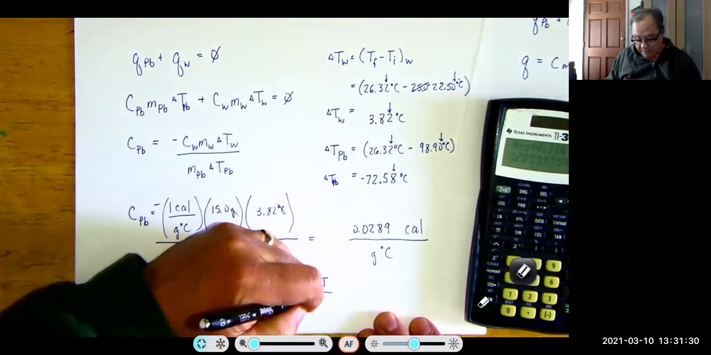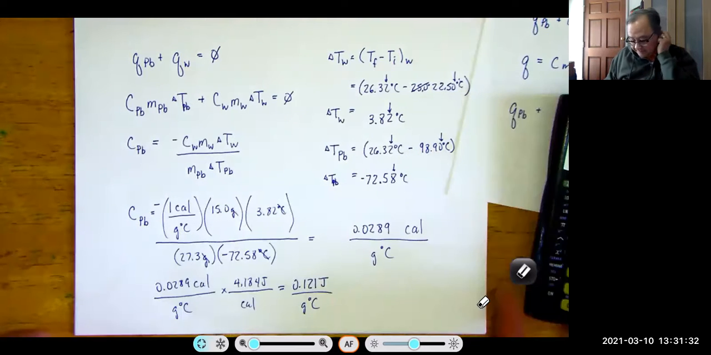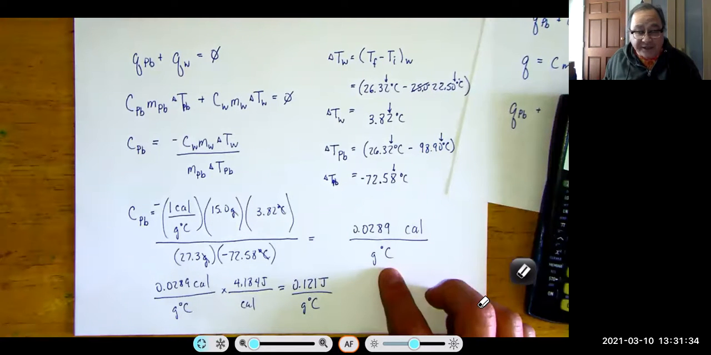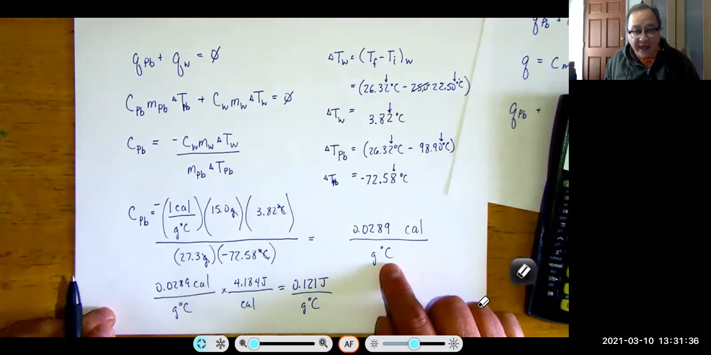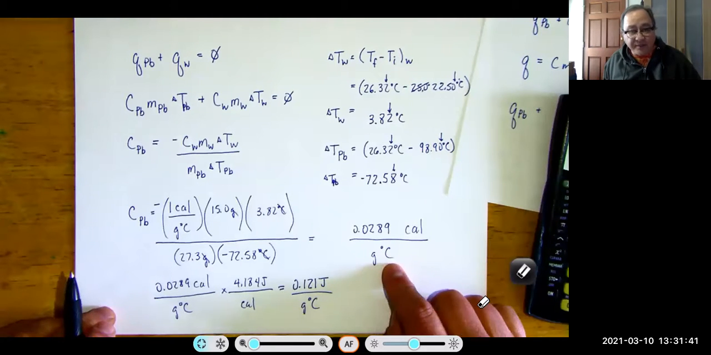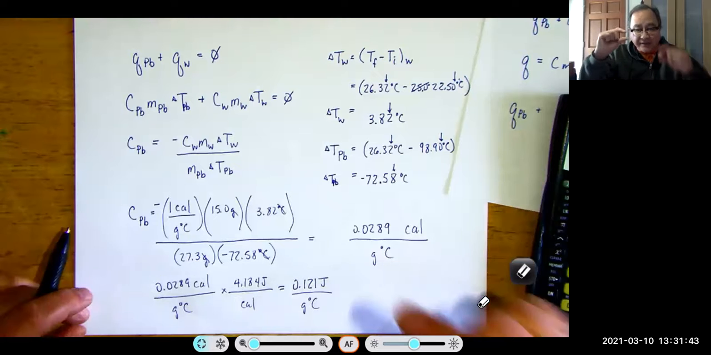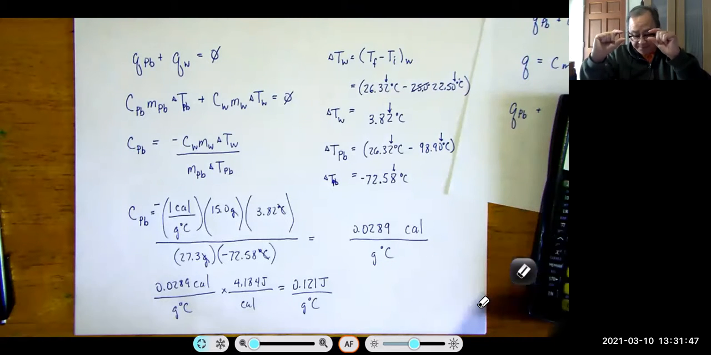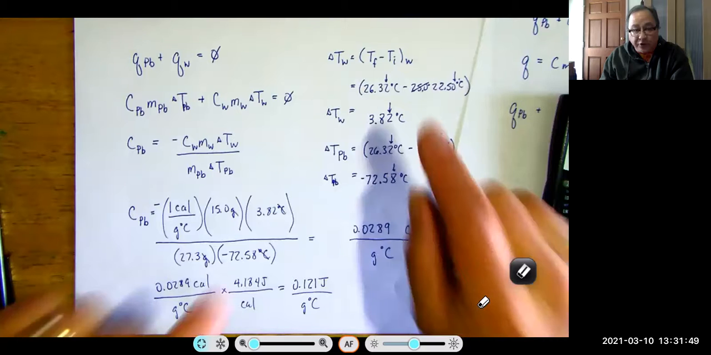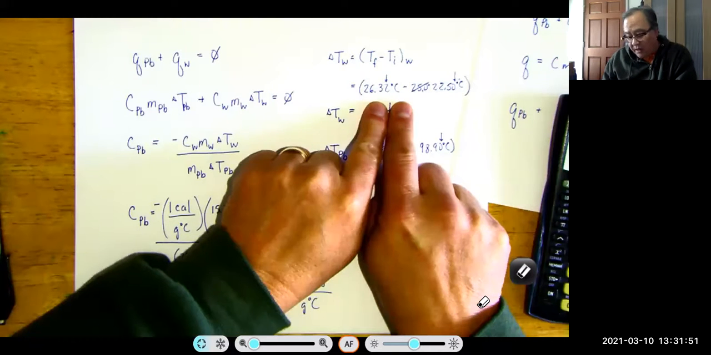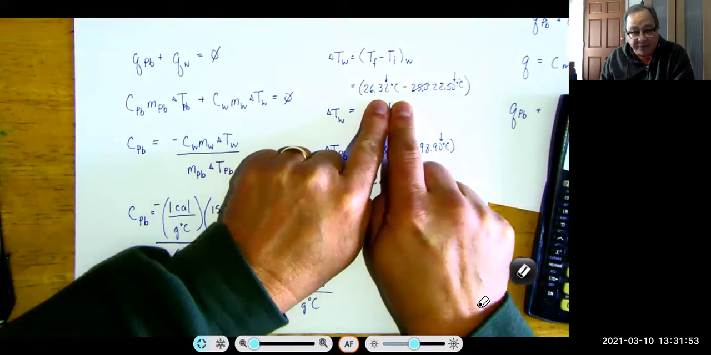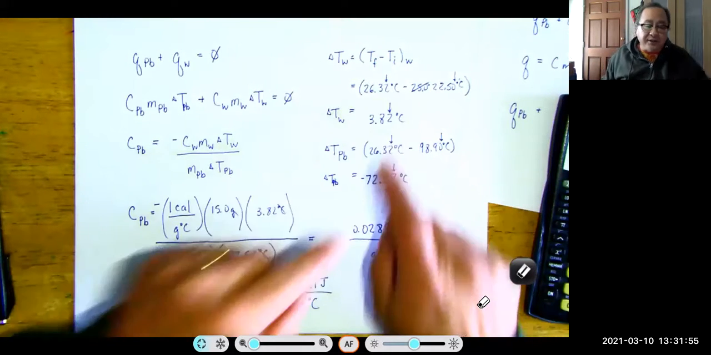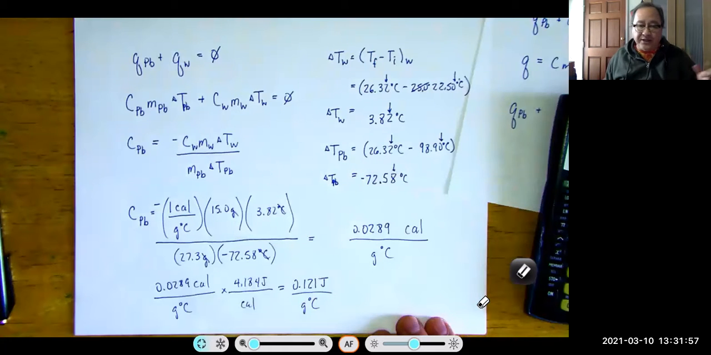And you also need to remember that this degree Celsius is interchangeable with K, not because they are the same unit, but because the size of each is the same. And because temperatures are found by changes in temperature, a change in degrees Celsius is equal to the same change in Kelvin.